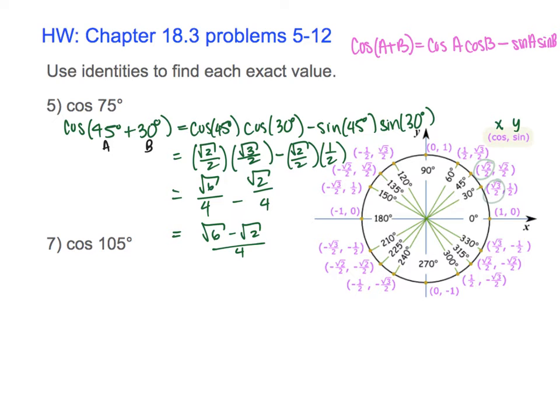All right, and so that's it. I can't really simplify any further. So that's my final answer. Let's try out the next one here.